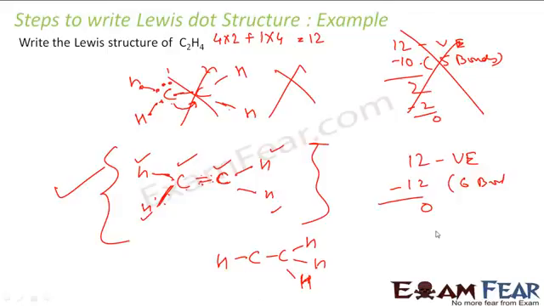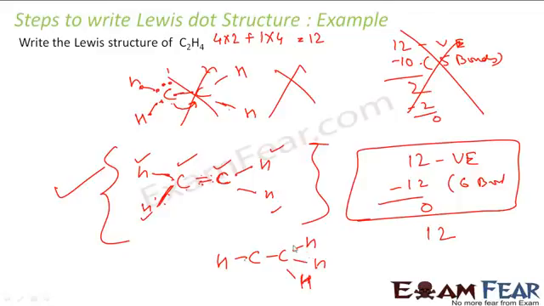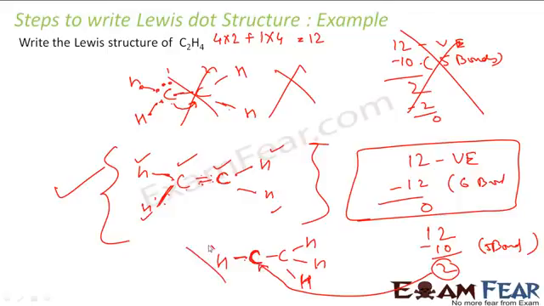If we draw with this, we have 12 valence electrons to start with. 1, 2, 3, 4, 5 bonds are used. So 5 into 2, 10 electrons are gone for bonds. We are left with 2 electrons. And if you want to satisfy this carbon, you need how many electrons? You need 4 electrons, because this carbon has 4 electrons only now. So with 2 electrons you can't satisfy this carbon. This carbon is happy, but this carbon needs 4 electrons to be happy. But we have only 2 electrons, so we can't make it happy. So this structure is also not possible.